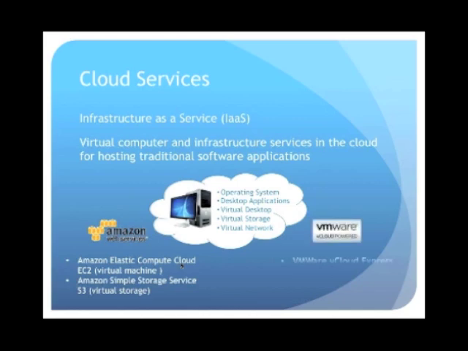Another example, VMware has one. VMware is vCloud Express, virtual machine. It's a network file system. There's your virtual storage, and you're ready to go. The difference between VMware and Amazon is Amazon hosts it on their site, and VMware you host it on yours.